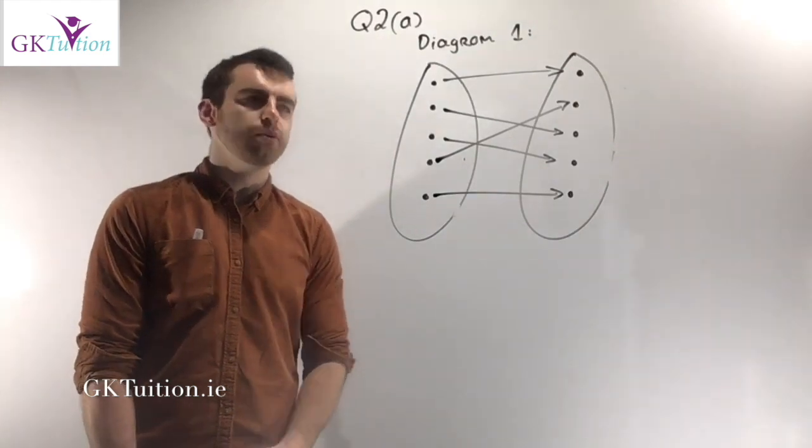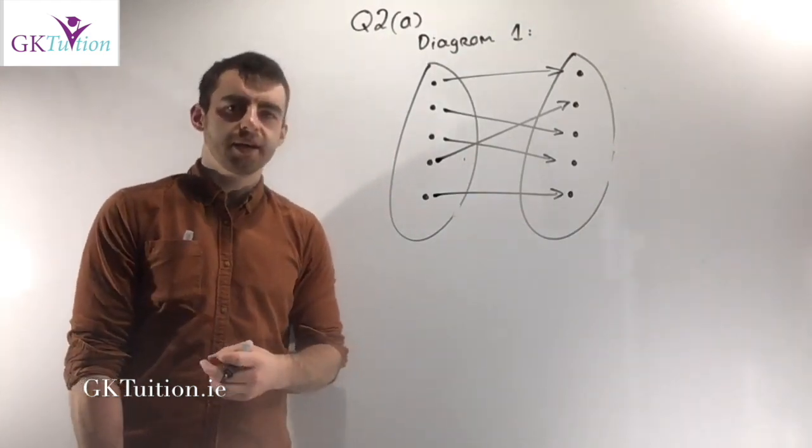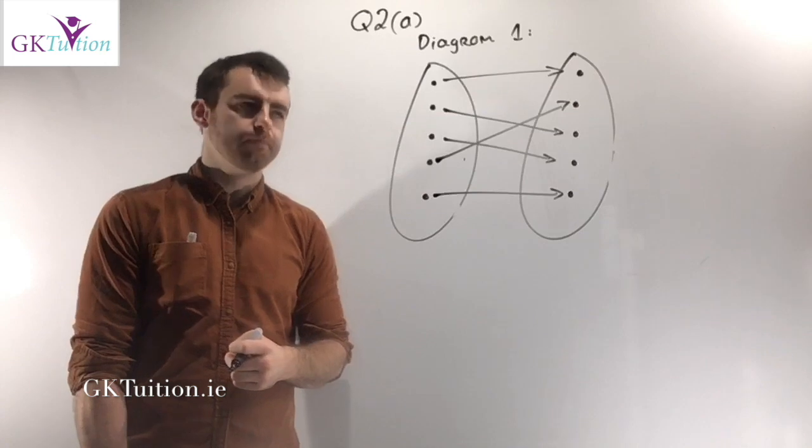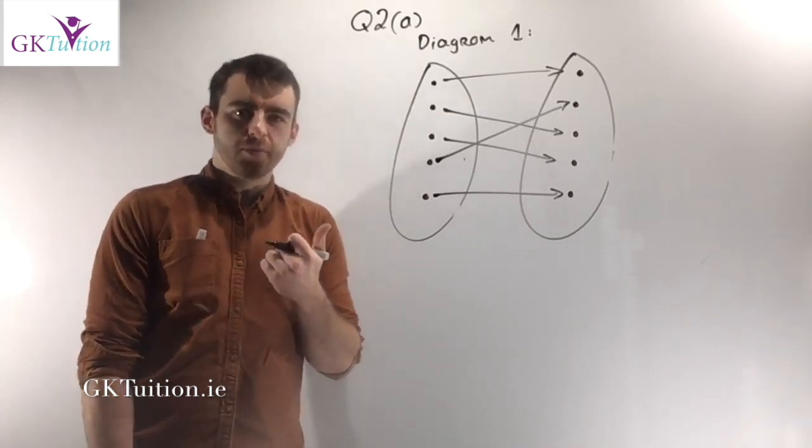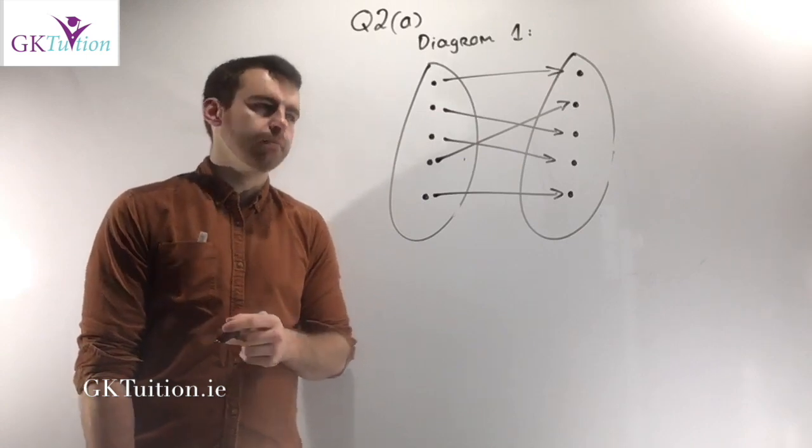Okay, in question 2, there was 10 marks going for part A and 15 marks going for part B. In part A, we're given 3 different diagrams. We have to identify whether they're bijective, injective, or surjective.